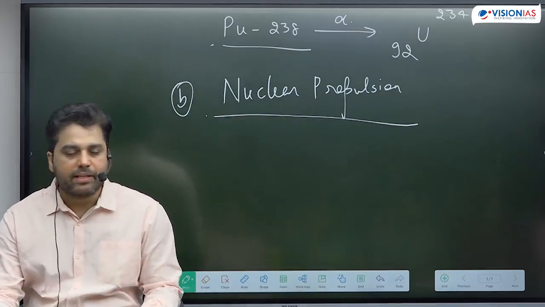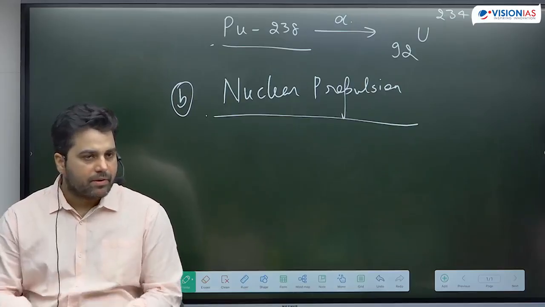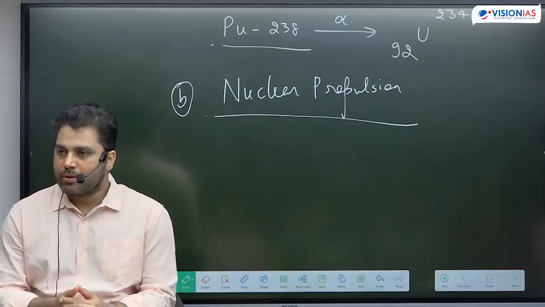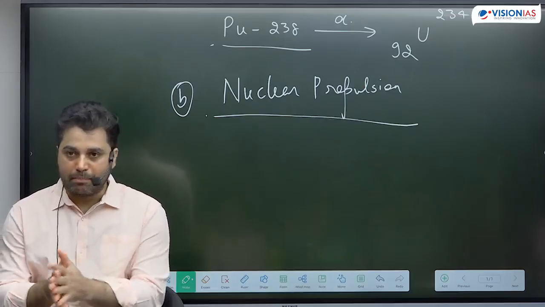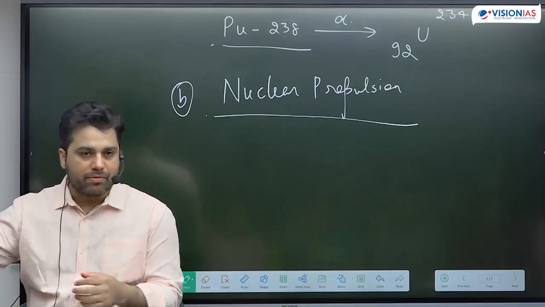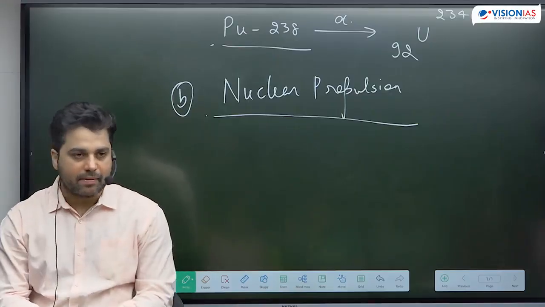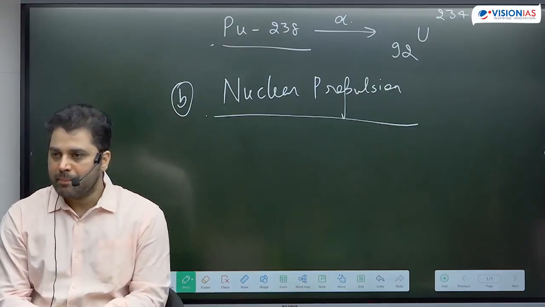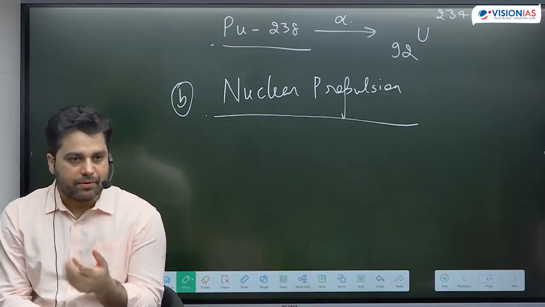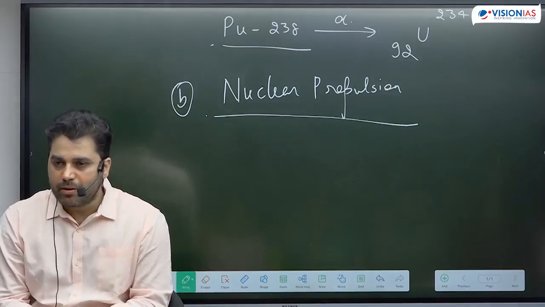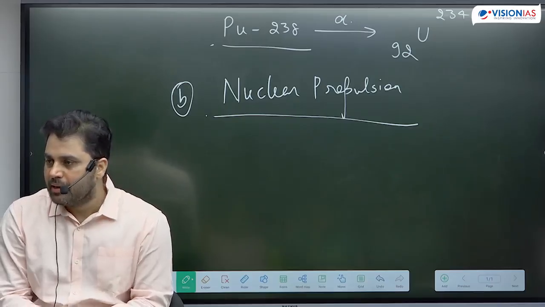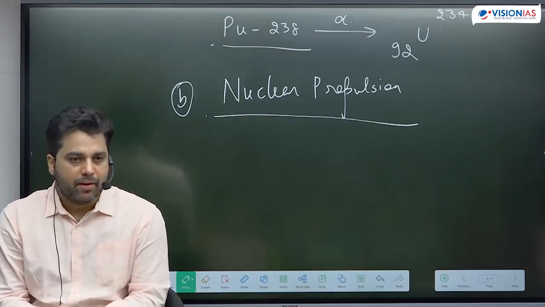You have a very small reactor, part of the rocket itself. That reactor can produce a lot of heat energy. That heat energy can heat up gases which will come out of the rocket, and the rocket is going to accelerate. The beauty of this system is that even with very little fuel, we will be able to generate a huge amount of energy. So to propel a rocket, let's use nuclear fission.